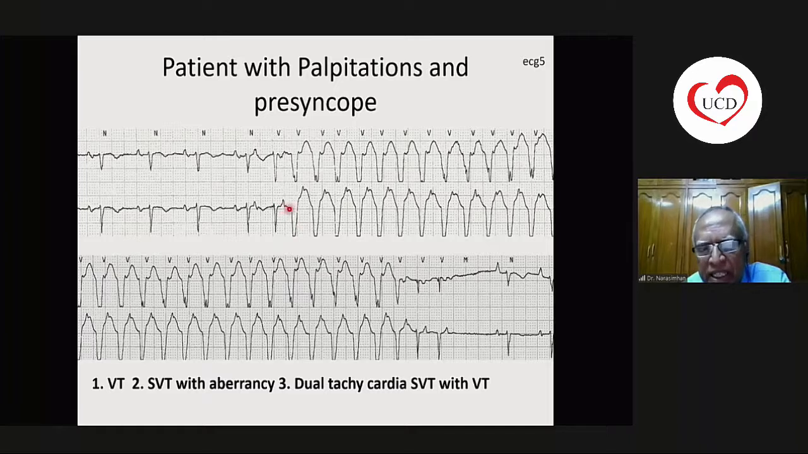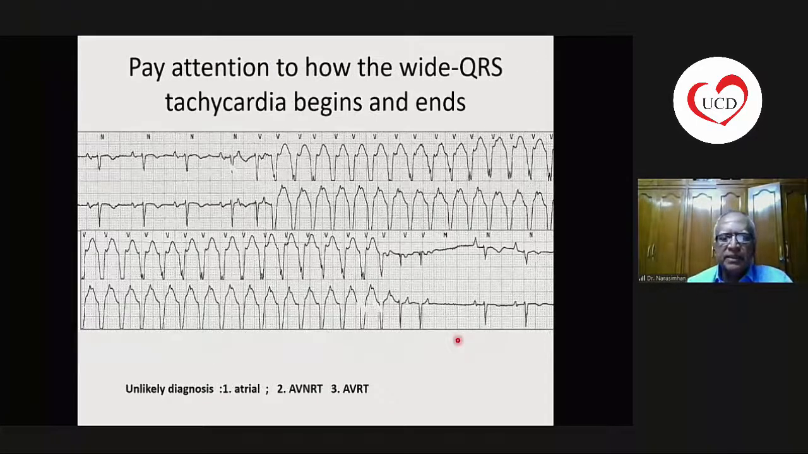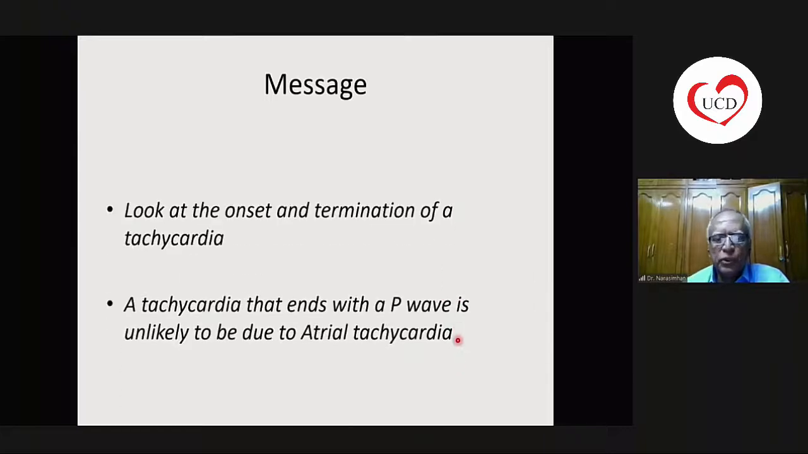So looking at the onset of the tachycardia, whether it starts with a QRS or with a P wave, whether there is a PR truncation at onset, the way it terminates will help you to confirm the diagnosis. This is actually supraventricular tachycardia with aberrancy, and most likely this is going to be AV node dependent tachycardia. So look at the onset and termination of a tachycardia. A tachycardia that ends with a P wave is unlikely to be an atrial tachycardia. It's more likely to be AV node dependent tachycardia.